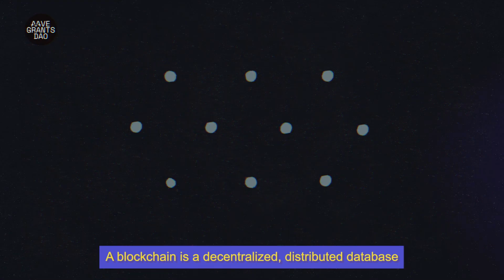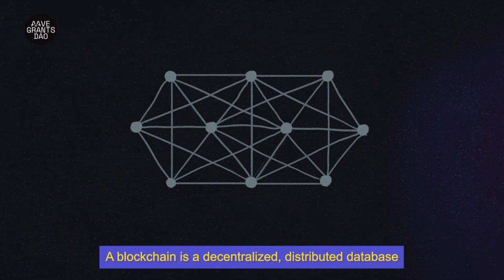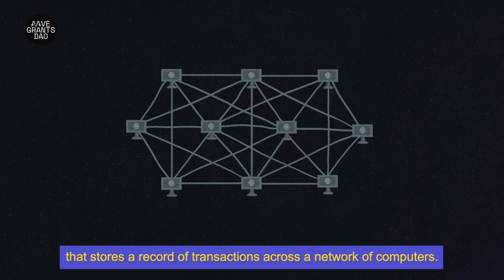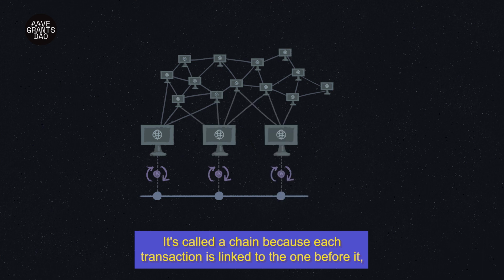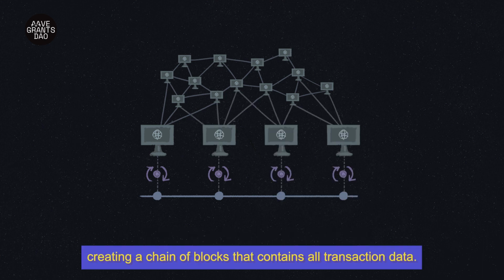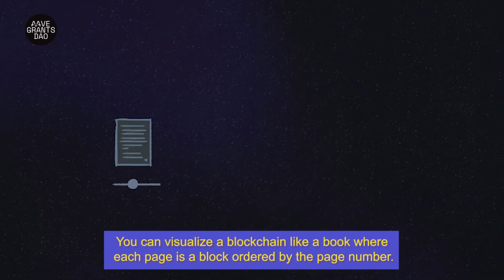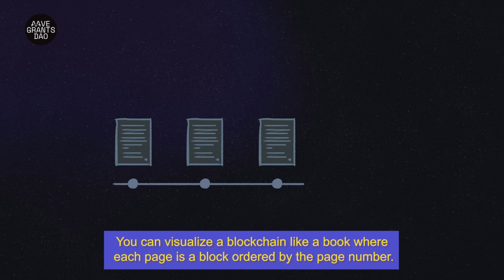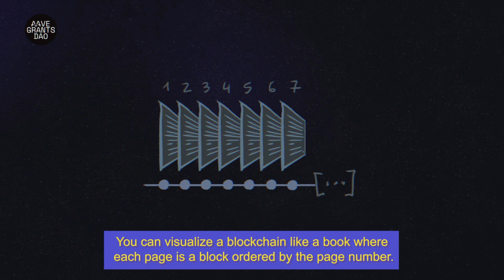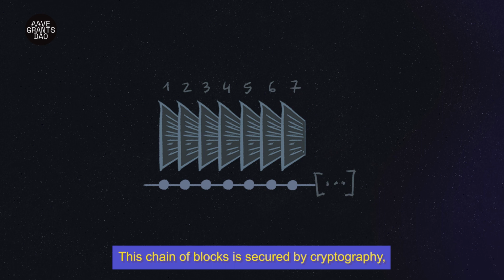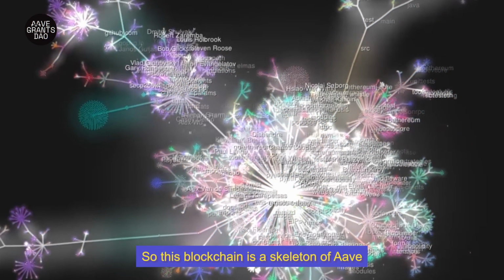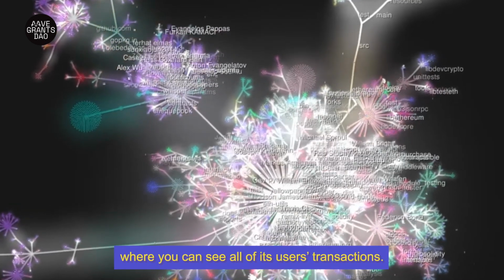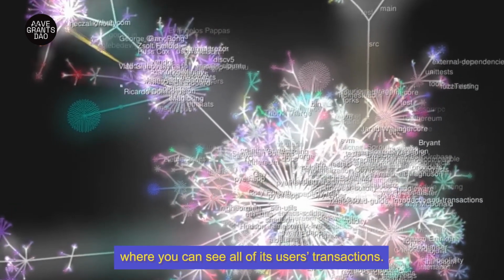A blockchain is a decentralized distributed database that stores a record of transactions across a network of computers. It's called a chain because each transaction is linked to the one before it, creating a chain of blocks that contains all transaction data. You can visualize a blockchain like a book, where each page is a block, ordered by the page number. This chain of blocks is secured by cryptography, which makes it virtually tamper-proof. So this blockchain is a skeleton of Aave, where you can see all of its users' transactions.